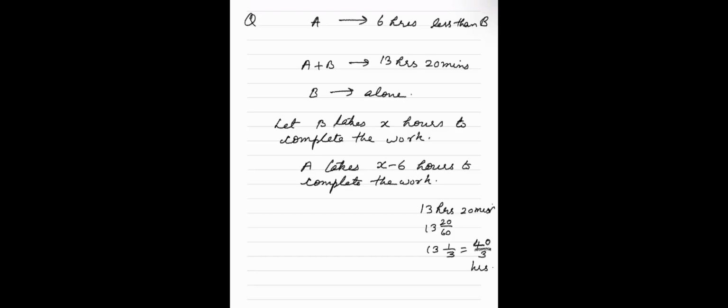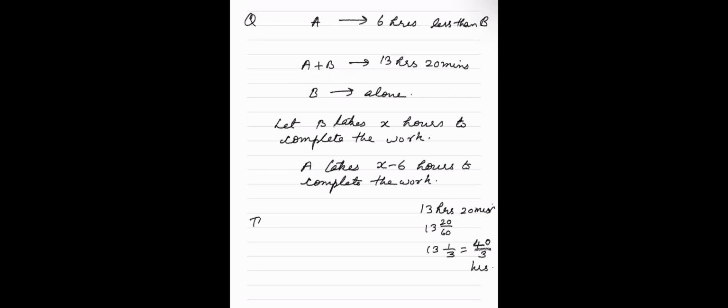You have to convert either into hours or into minutes, okay? It's better to convert into hours because they are talking about A being 6 hours less than B. So when they are mentioning 6 hours less than B, it is better to talk about A's work, B's work, and A and B's combined work in terms of hours itself. That's the reason why 13 hours 20 minutes is converted completely into hours, which is 40 by 3 hours.